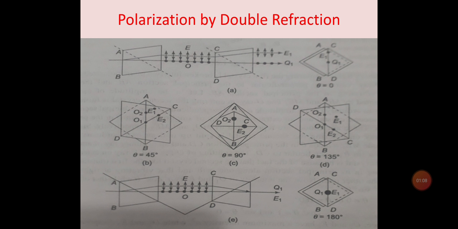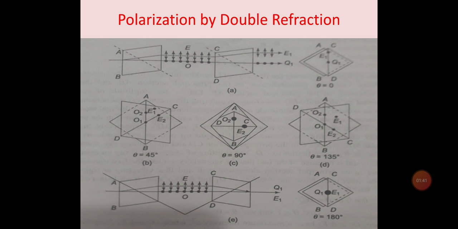In order to discuss this, we will demonstrate it by sending a beam of light normally through a pair of calcite crystals, and then we will rotate the second crystal about the incident ray as axis. As you can see in figure A, I have used two calcite crystals. When the principal planes of these two calcite crystals are parallel to each other, the two images E1 and O1 are seen.